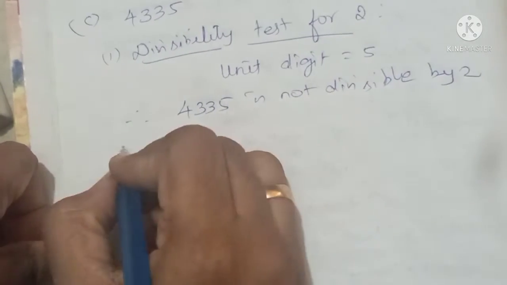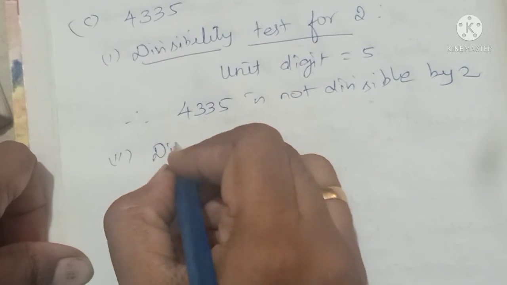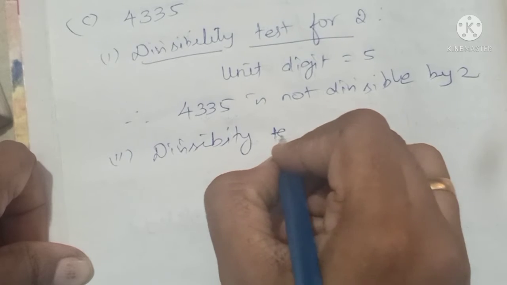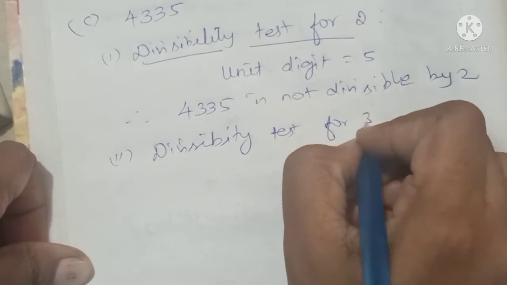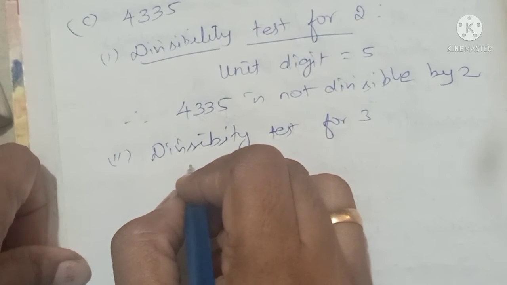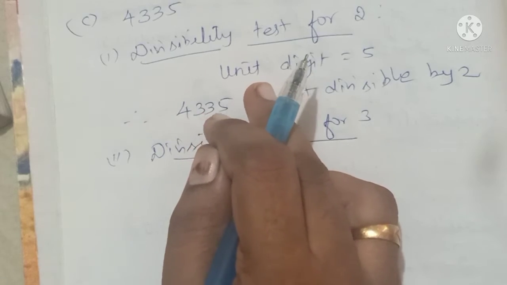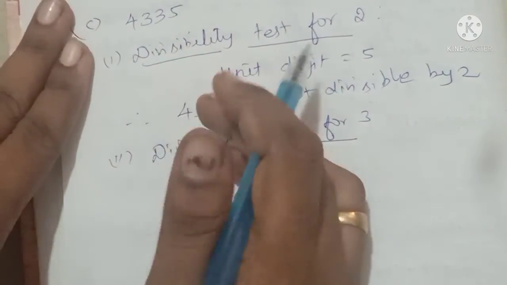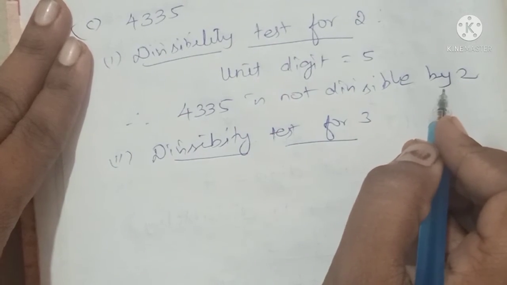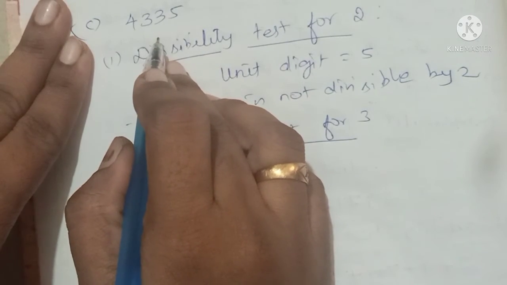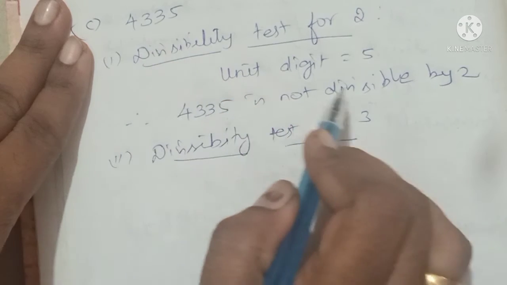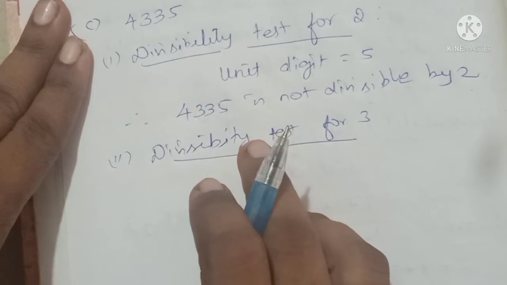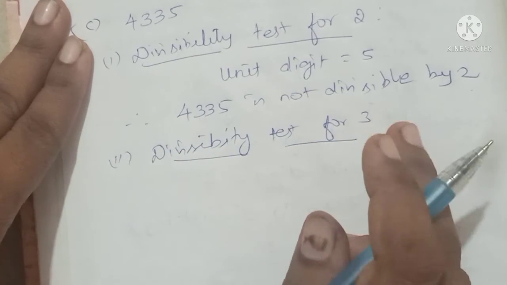The next, divisibility test for 3. If either one of the tests is not divisible, then we say that the entire number is not divisible by 6. So in the beginning itself we can say that this 4335 is not divisible by 6, because it is not divisible by 2. Even if it is divisible by 3, it is not divisible by 6.